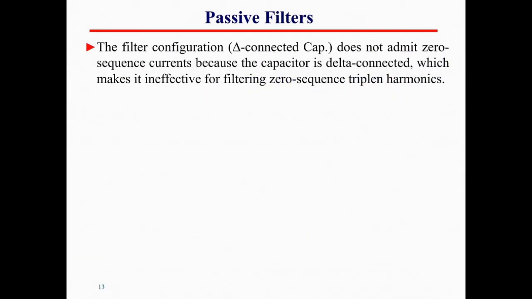The filter configuration does not admit zero sequence current because the capacitor is delta. Of course, over here again we are talking about a delta connected capacitor bank. Of course, we know that in a delta connected capacitor bank, the zero sequence will keep circulating.